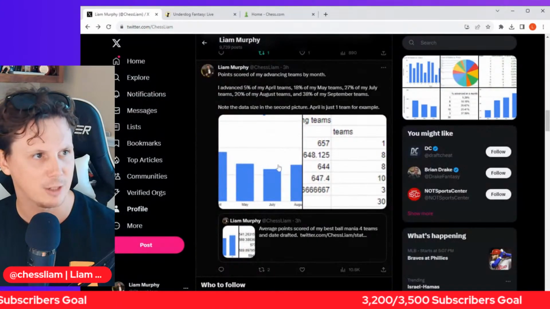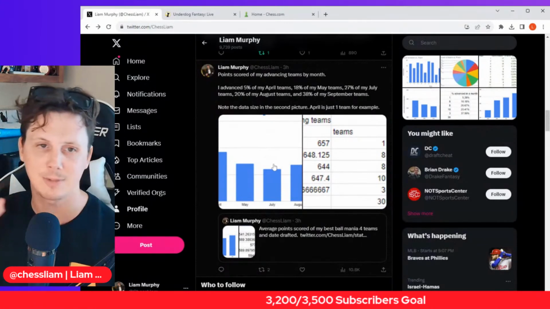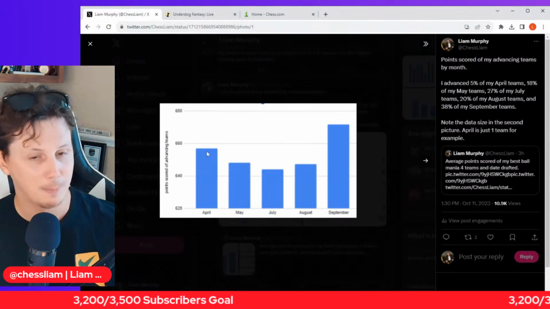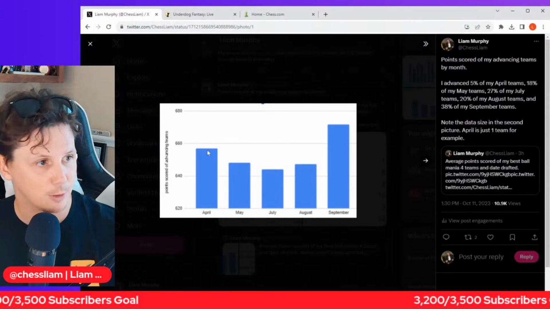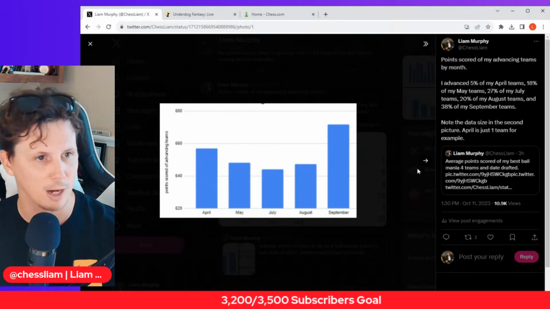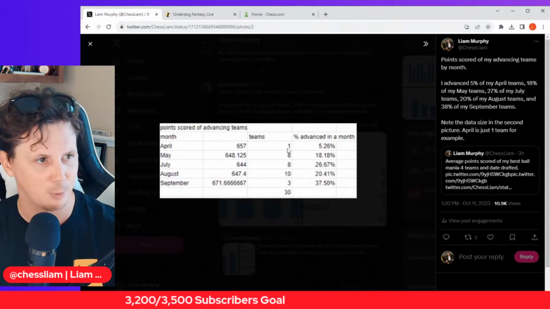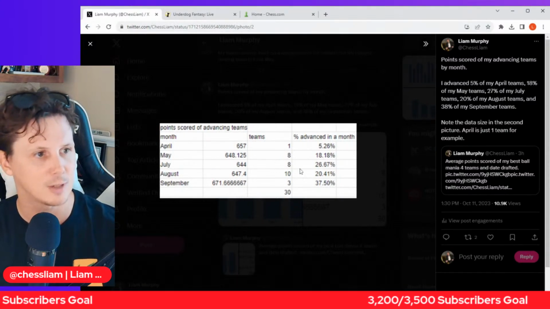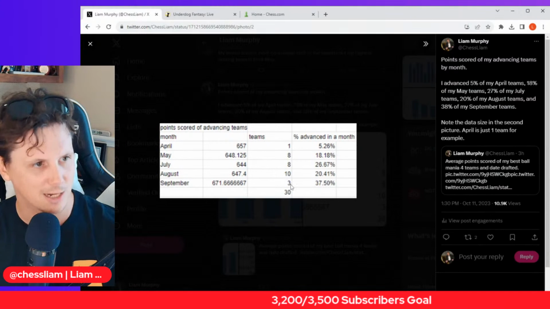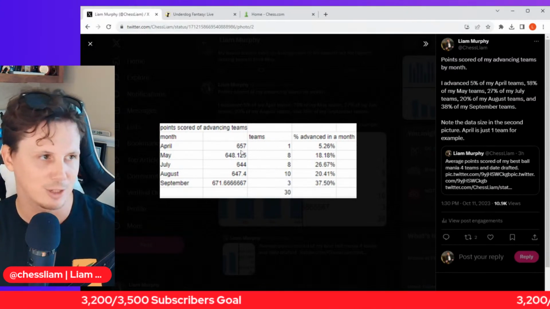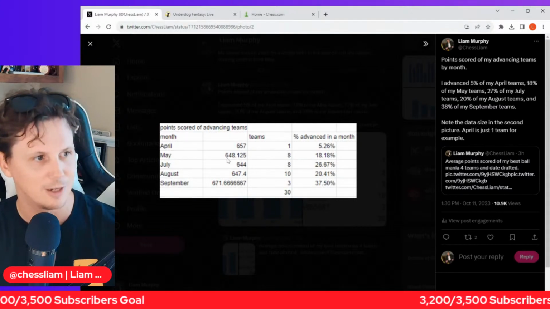The next graph here is the points scored of my teams that are advancing. The sample size on this is really small. In April, I only have 1 team that's advancing at all. In May, there's 8 teams. In July, 8 teams. August, 10 teams. In September, only 3 teams. The average is 657 in April, but that's literally 1 team.